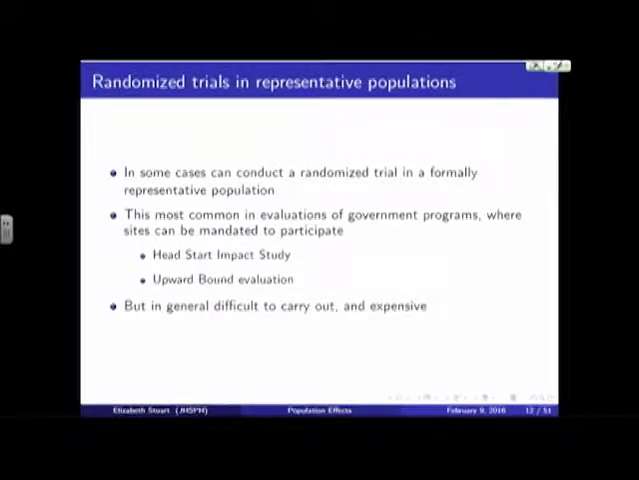In an ideal setting, we would have a randomized trial in a representative population. So we would have a population of people, we would randomly select from that population, and we would then randomly assign people to treatment or control. This is ideal and often not feasible.